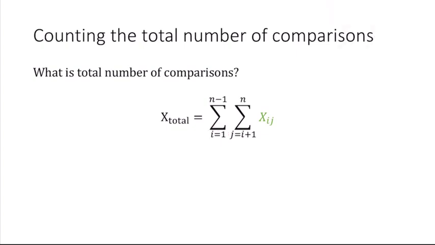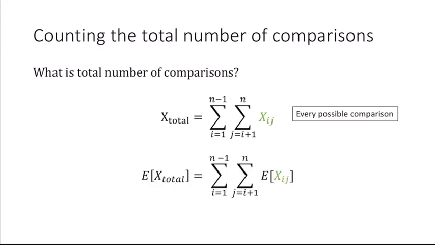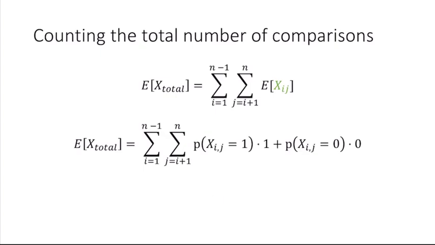So we're going to look at all possible comparisons, and we're going to sum up those expected values for whether or not the comparison happened. Well, if we want the average, that's basically like saying the expected value. So the expected value for the total number of comparisons, because of the linearity of expectation, is just the expected value for each possible xij.